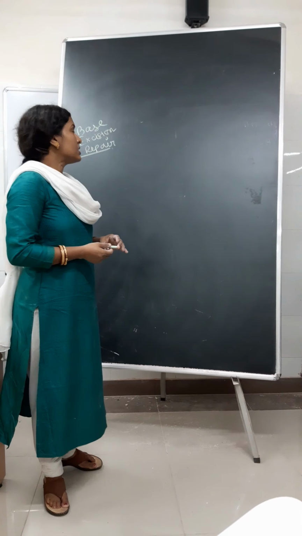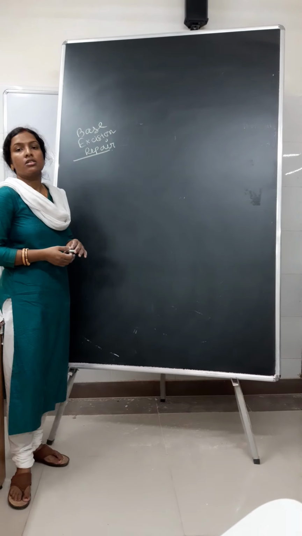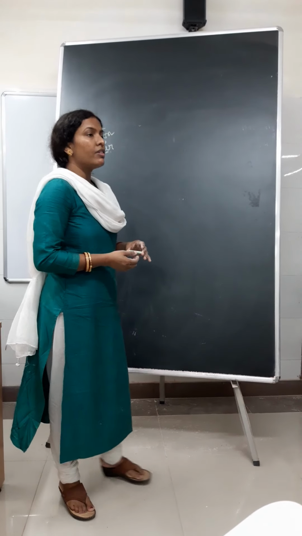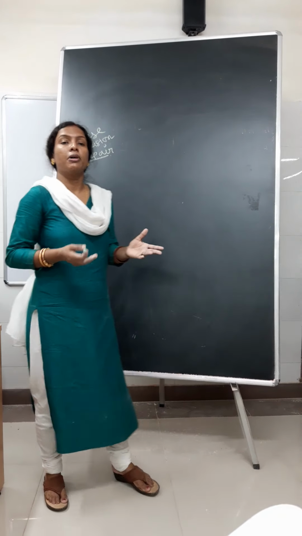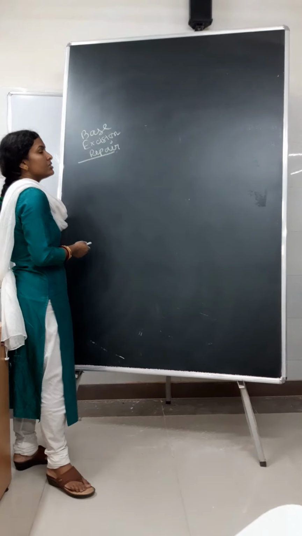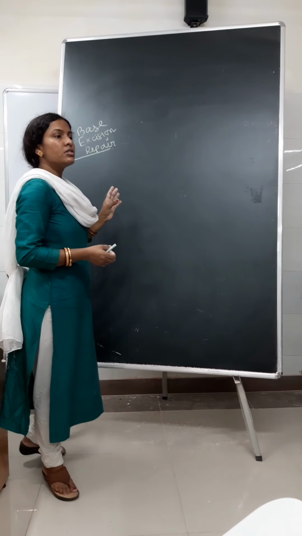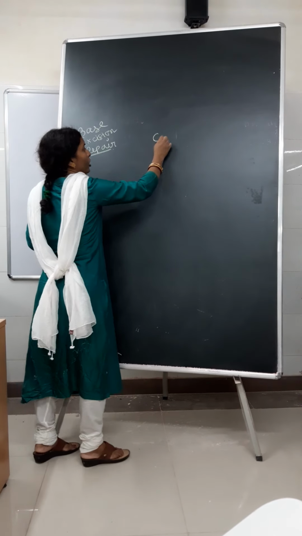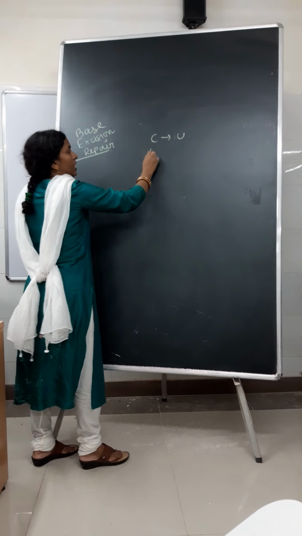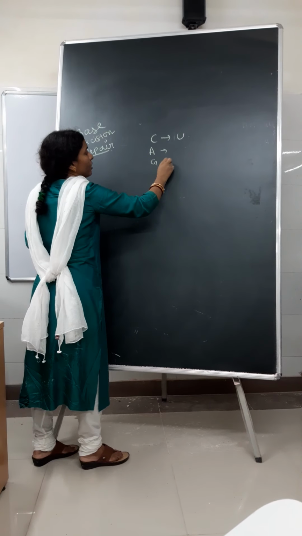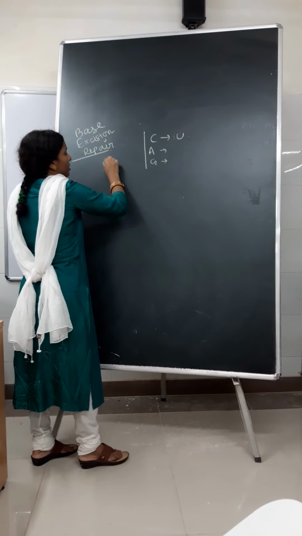So the next repair system is our base excision repair system. So here, what is the damage which will be repaired by this base excision repair system? Damage is there will be spontaneous deamination, like I have already told: cytosine to uracil, adenine to hypoxanthine, guanine to xanthine. So these are the spontaneous deaminations.